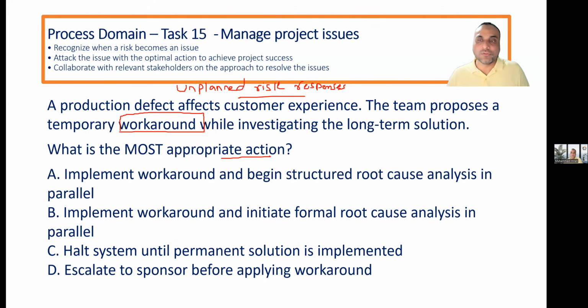There is nothing called formal root cause analysis. It is called structured root cause analysis. So please remove those ambiguities from your mind. Structured root cause analysis. There is nothing called formal root cause analysis. So yes, A is the correct answer. Your answer was correct, but you need to look at the wording also.